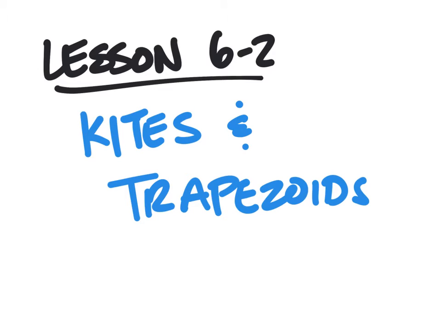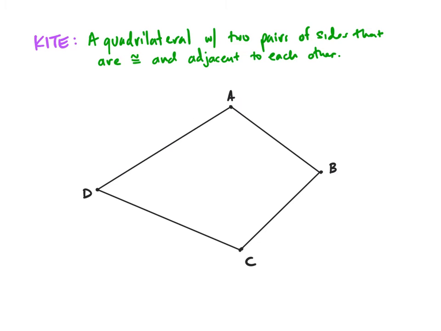In this video, we're going to take a look at a couple different kinds of quadrilaterals. We're going to look at kites and we're going to look at trapezoids. And we're going to see some special qualities of each one of those. So let's go ahead and get started.